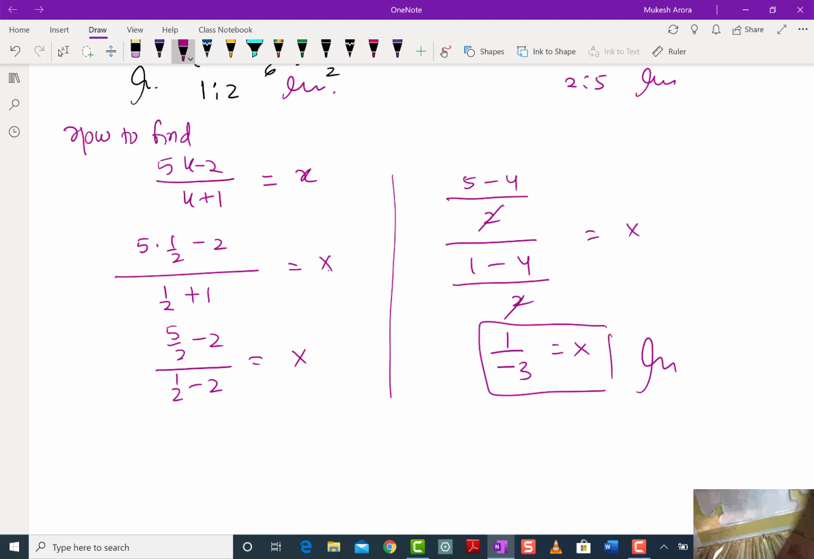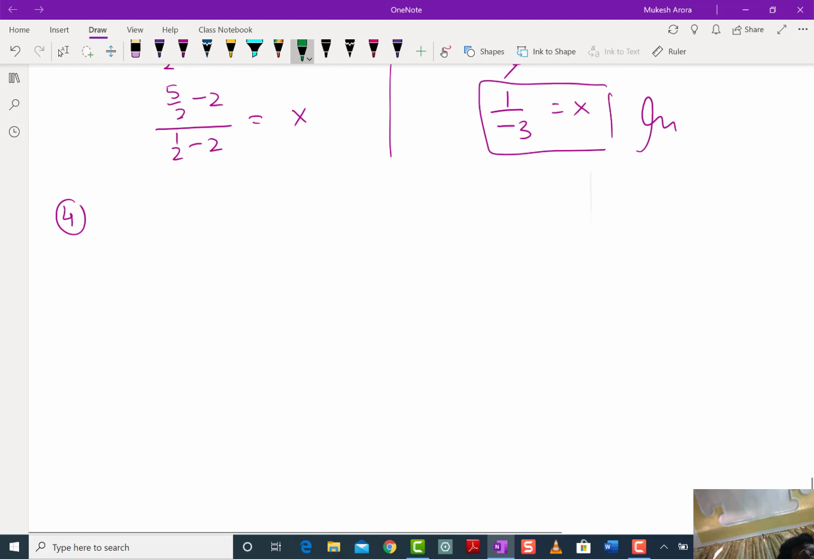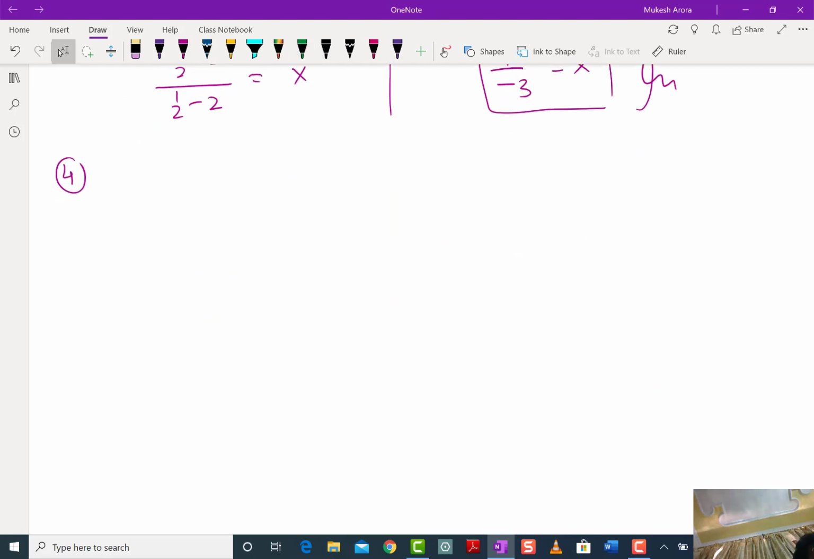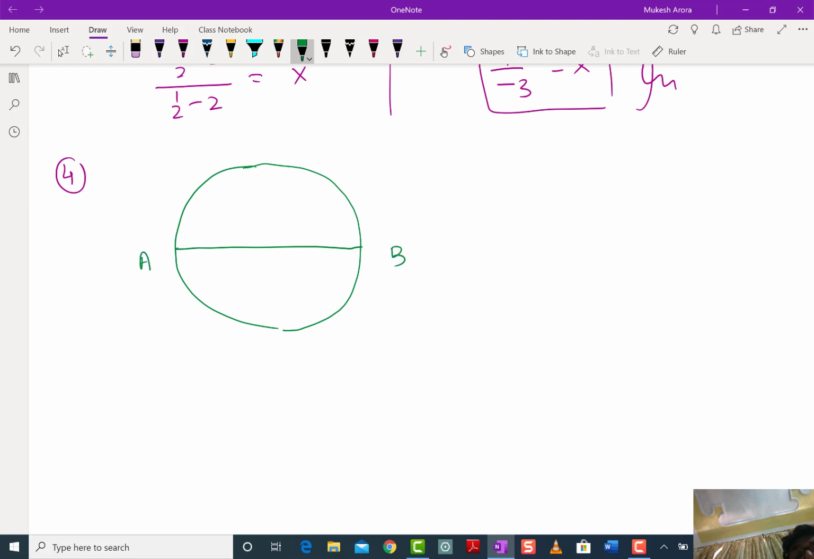Next question is, find the coordinate of a point whose diameter is given. Diameter is AB, O is the center, and the value of center is 2 and minus 3, and this is 1 and 4. Find the value of A at one end.